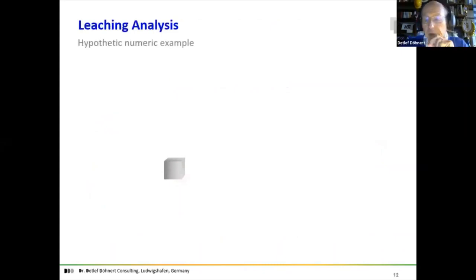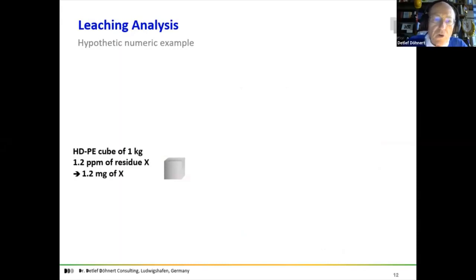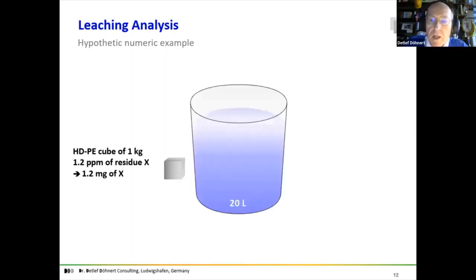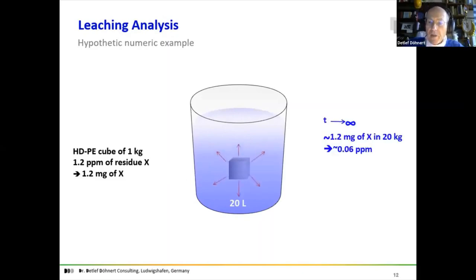Let's go into an example. Let's suppose we have 1 kilogram of recycled plastic, and that 1 kilogram contains 1.2 ppm of a residue of an active ingredient. That is 1.2 milligram of that compound. If you now have a container of water and you put that block into that water and you wait long enough, then you will have an equilibrium of the residue in the plastic and in the water. And then you can end up, that's a little bit simplified, but you can end up with a concentration of 0.06 ppm of that active ingredient in the water.